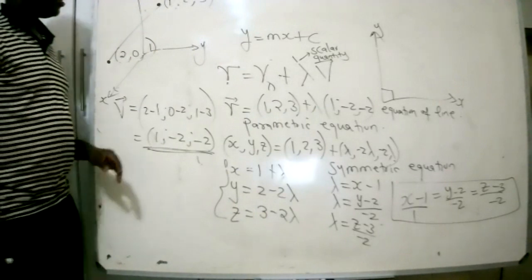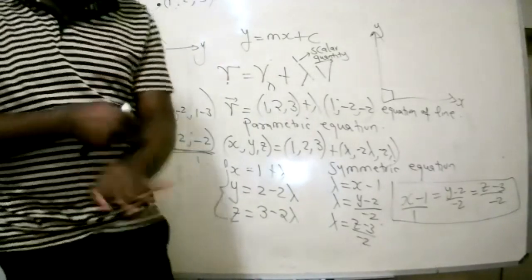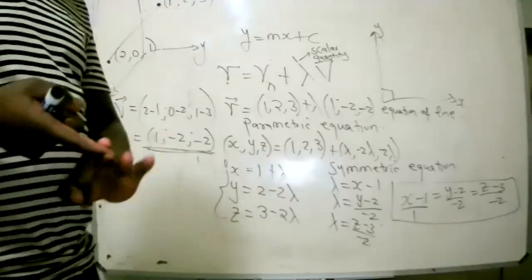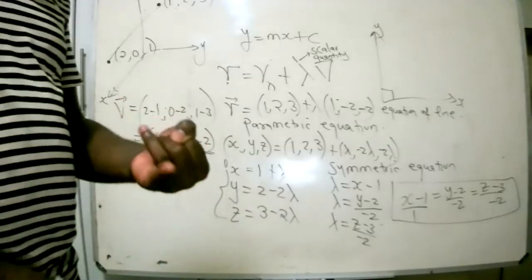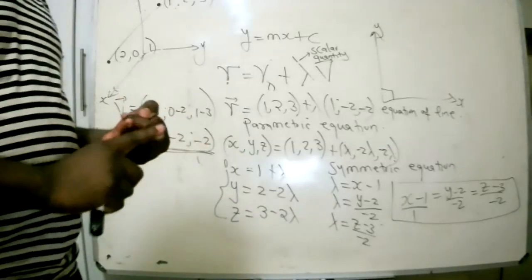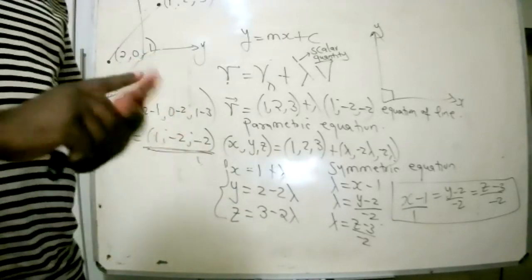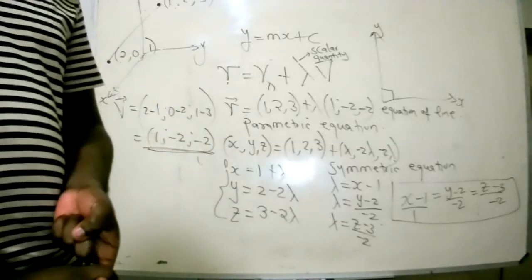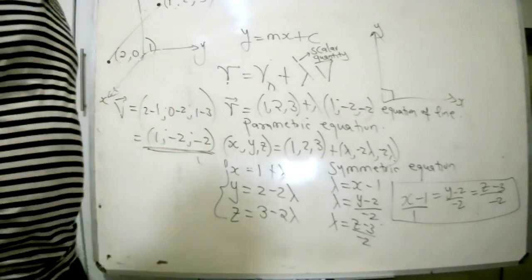So otherwise, we introduced three new things on top of the norms, the dot product and the cross product. We introduced equation of a line, the parametric equation, and the symmetric equation. So on the next lesson, I'm going to introduce equation of a plane.